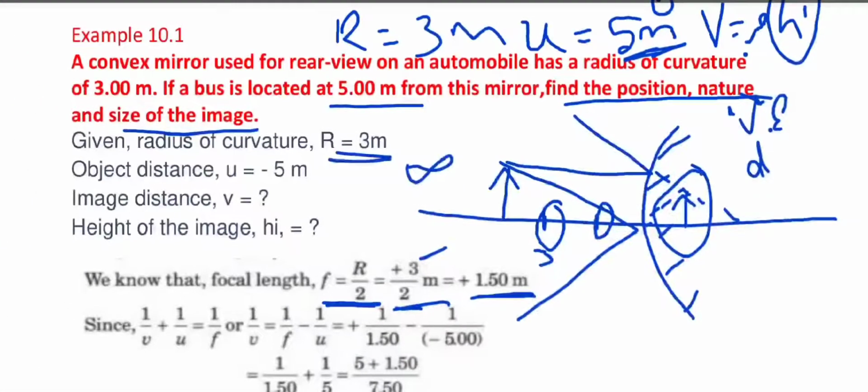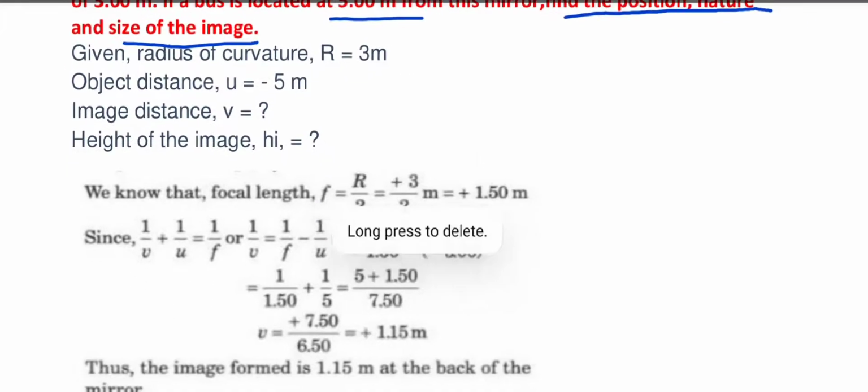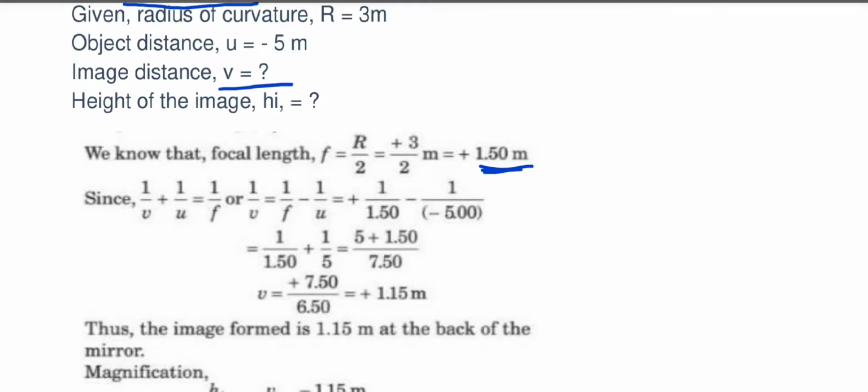Okay, so now you already got the answer, right? You already got the answer. So what we have to do only is we have to get the solution for it. So we have got already focal length as 1.5 meter. So now let us calculate it for v. We have to calculate v also, and we have to calculate image height also.